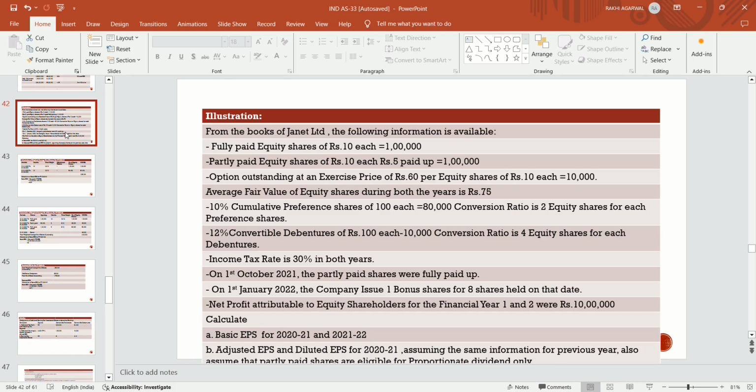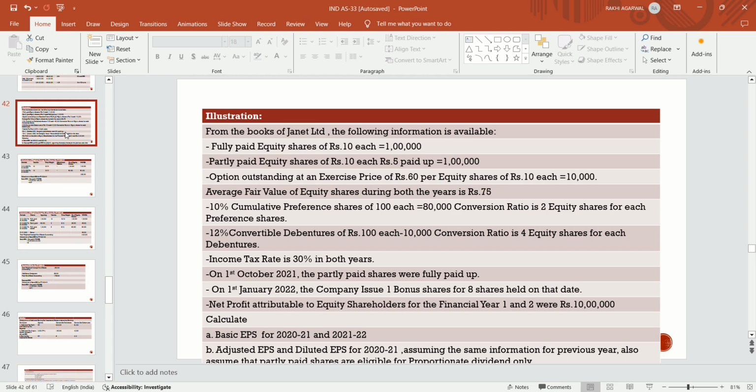From the books of Janet Limited, the following information is available. Fully paid equity shares of rupees 10 each, that is 1 lakh. Partly paid equity shares of rupees 10 each, with rupees 5 paid up, that is 1 lakh. The fair value of the shares is rupees 10 each, for the partly paid equity shares.